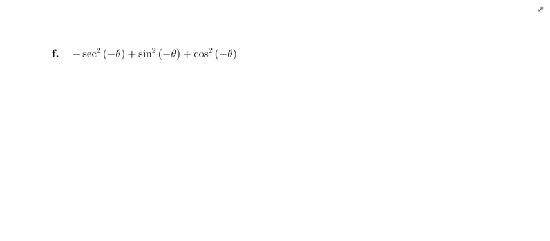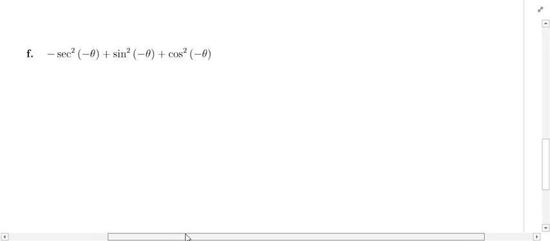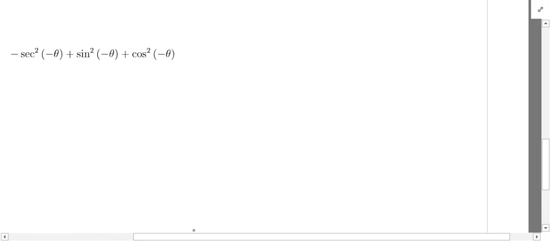Okay, good news is we don't have any fractions, but we do need to get rid of the negative arguments here. So I'm going to write this out. Remember, the more you write, the less likely you are to make a mistake. I'm going to deal with the negative secant squared of negative theta first. This negative sign is going to live out front.